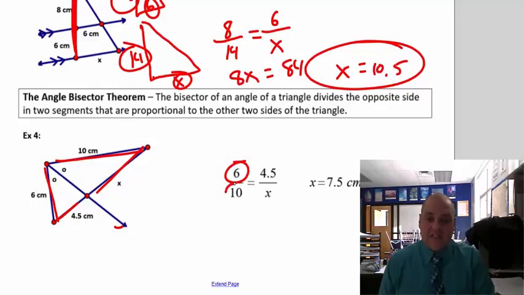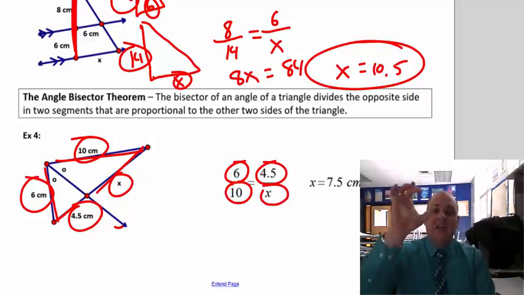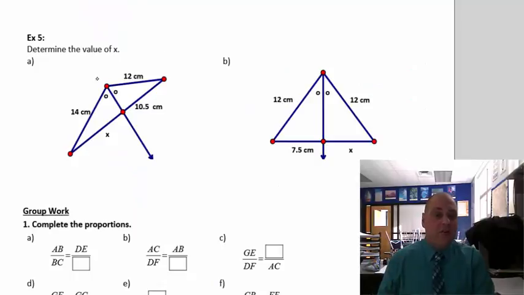So 6 is to 10 as 4.5 is to x. The angle bisector splits the side into proportional pieces, and then we obviously solve it and get 7.5. So there's an example that's done for us, and now we're just going to do these, and we'll be done with the video. We'll practice this in class tomorrow.